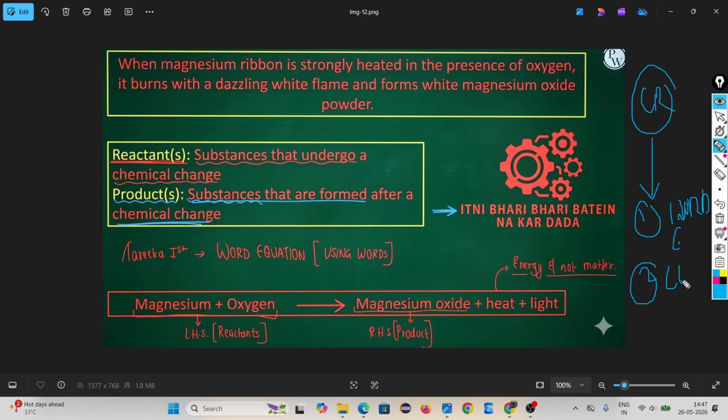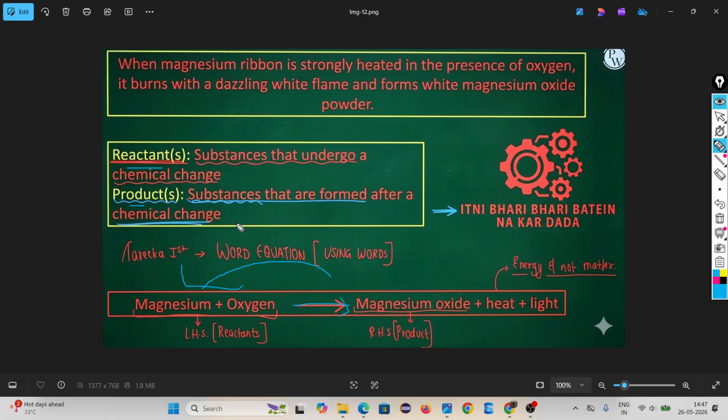In both of these cases, something is common: there is an arrow. The left hand side of the arrow is called the reactant. Reactant means the substances which undergo the chemical reaction. Product means the substances that are formed after a chemical change. Remember, heat and light are not products. They are energy, not matter, not substance.